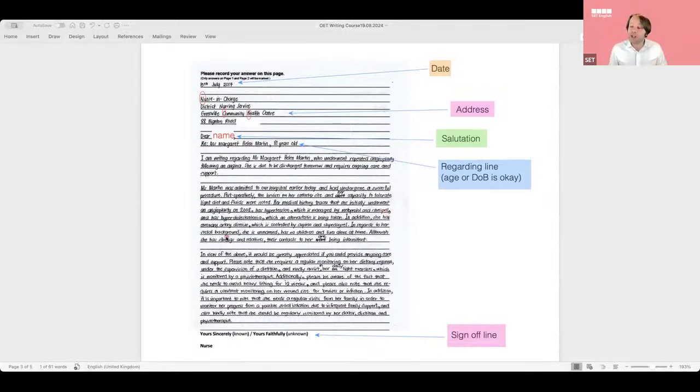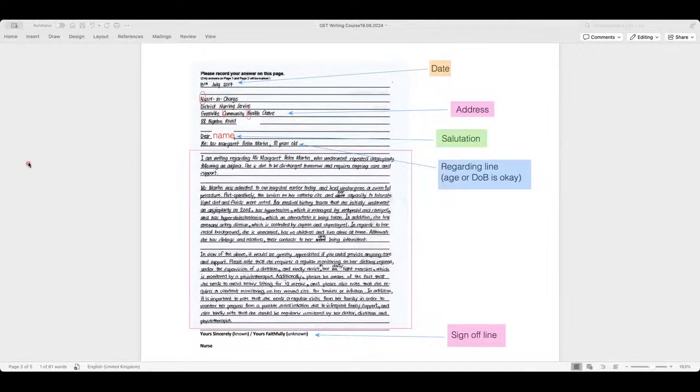Where does the word count start? From the body of the letter. Will they count these words here? No. Guys, no. Your word count starts here, from the introduction to the request.